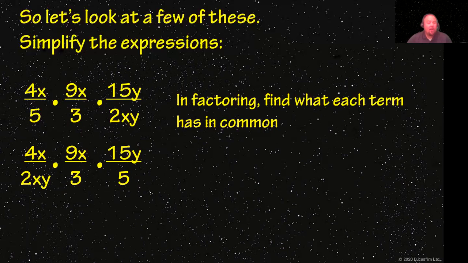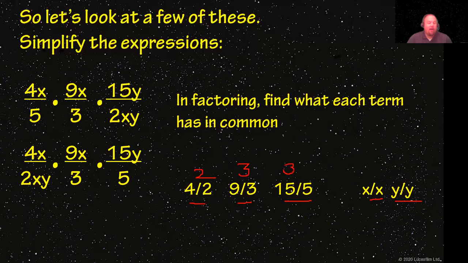All right, once I do this, I can see where they match up. Again, I have the 4 and the 2, the 9 and the 3, the 15 and 5, the X and the X, the Y and the Y. I'm looking to see what matches up with each other. I know 4 and 2 is going to leave me with 2. 9 and 3 is going to leave me with 3. 15 and 5 is going to leave me with 3.